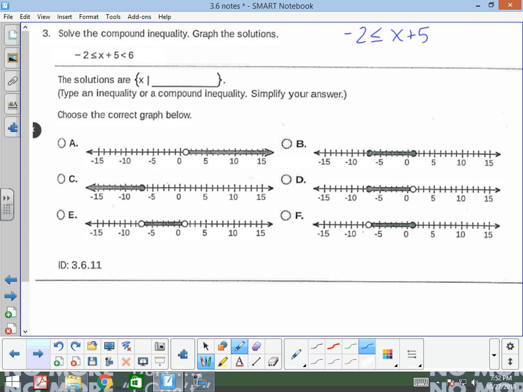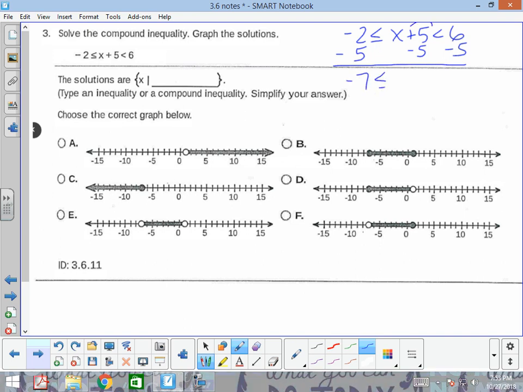So you do need to show your work on these. We have x in the middle, so we go to the middle, and 5 is positive, so we're going to subtract 5 from the middle, from the left, and from the right. On the left we have -7. In the middle we're going to have x, and on the right we're going to have 1.